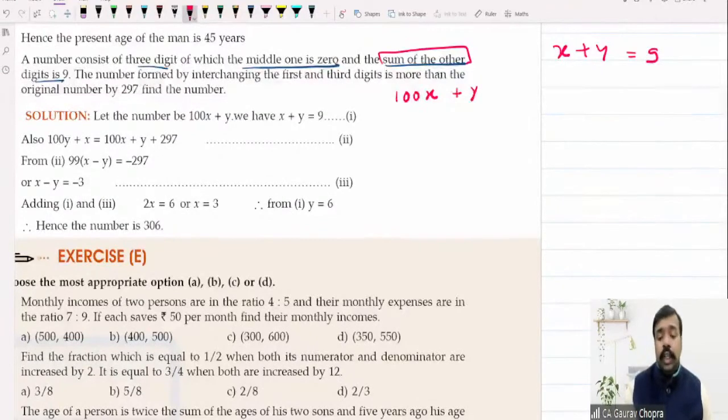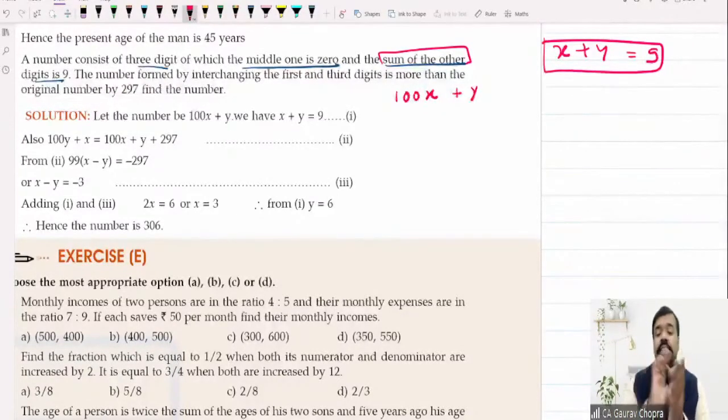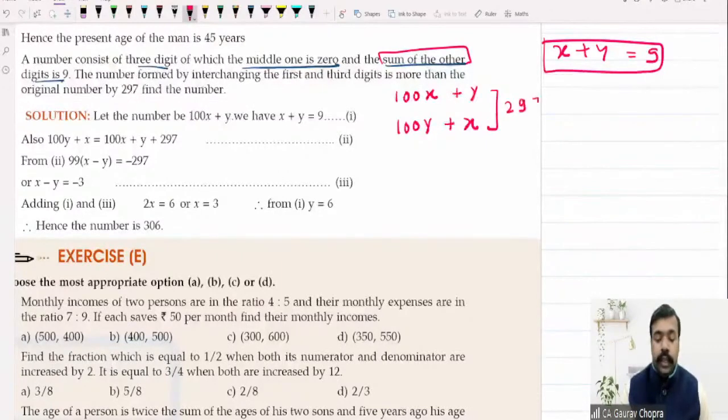So as we have assumed the number as 100x plus y, and the second equation says the sum is 9. Now the difference between them: if we interchange the number, the question says, that means it will become 100y plus x. Then the difference is 297. So let's apply this: 100y plus x minus 100x plus y gives 297.